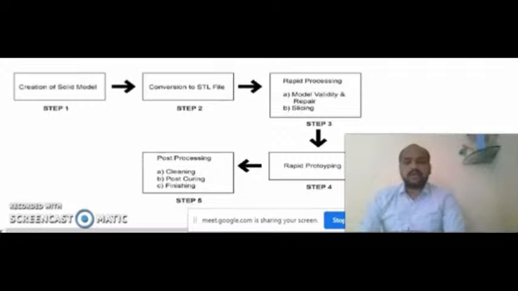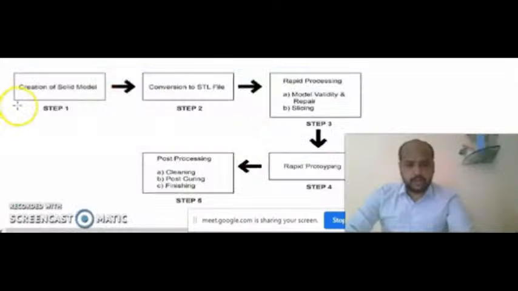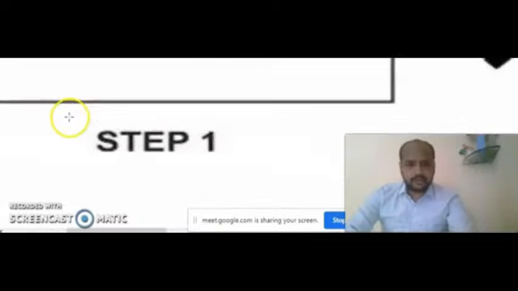Now how are these rapid prototypes generated? What is the procedure? Commonly there are 5 steps that we will discuss. That screen is showing the 5 steps. First step you can see, I will zoom now: creation of a solid model. That is the first step. You can see it here in this diagram.